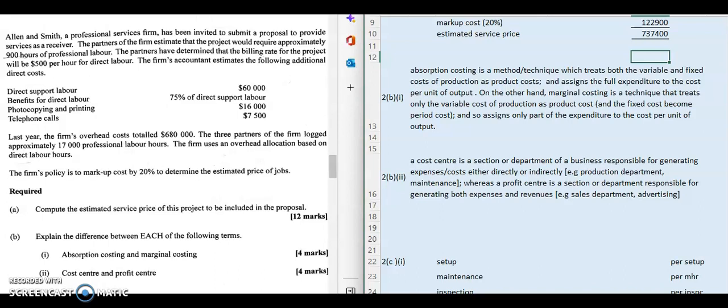And on the other hand, the profit center is a section or a department that is responsible for generating both costs and revenue, both expenses and revenue. So in other words, this section's main purpose, of course, is to create revenue. By creating revenue, it incurs costs, like your sales department or advertising. So generally speaking, those are the ideas that I can tell you off the top of my head are the differences between those pairs.